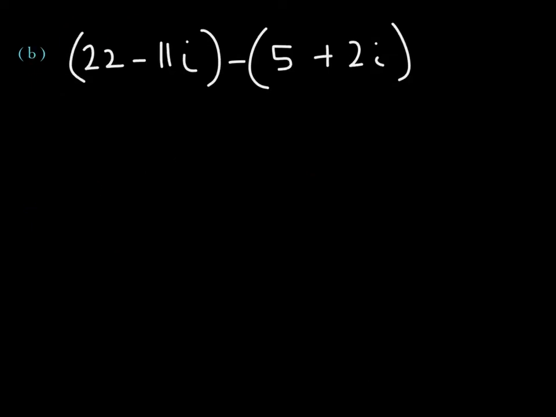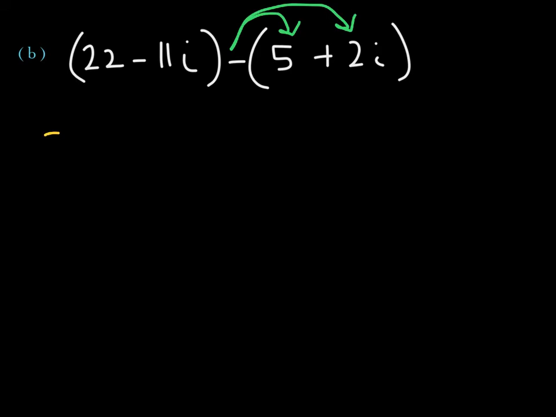Next we have 22 minus 11i minus 5 plus 2i. Be careful here. The real part is 22. The imaginary part is negative 11. The real part is 5. And the imaginary part is positive 2. What you might want to do, and this is optional, you don't have to do this, is distribute this negative and add the opposite.